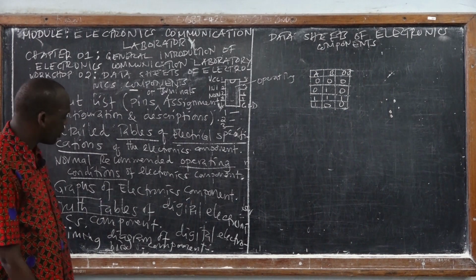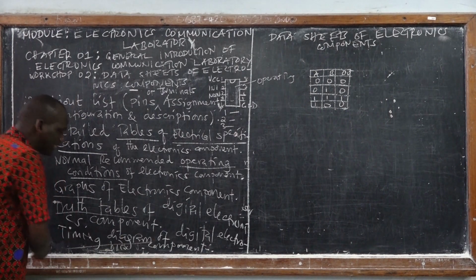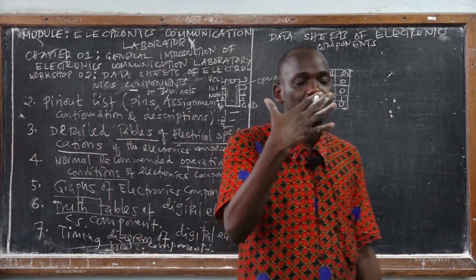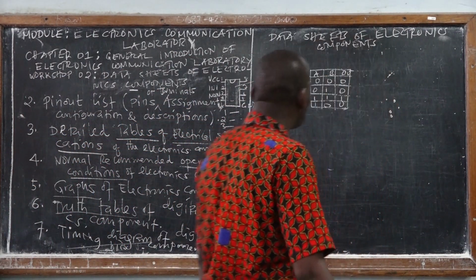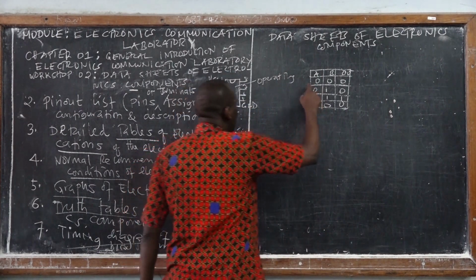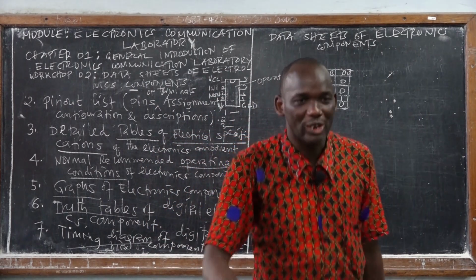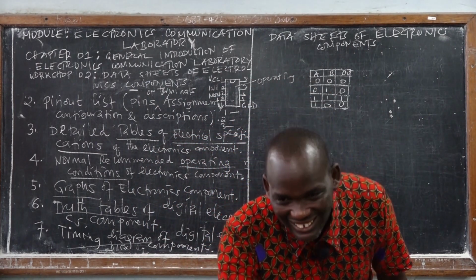Then number 7, we call it timing diagram. Timing diagrams actually tell us about digital signals. For instance, we just know that we have 0, 1. For instance, I can draw the timing diagram for this truth table, which is an AND gate.